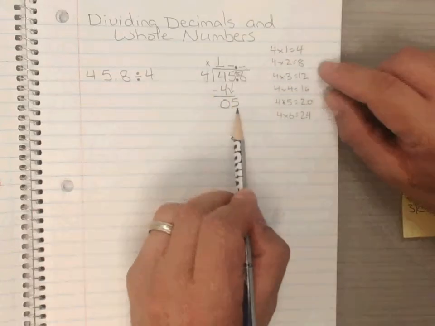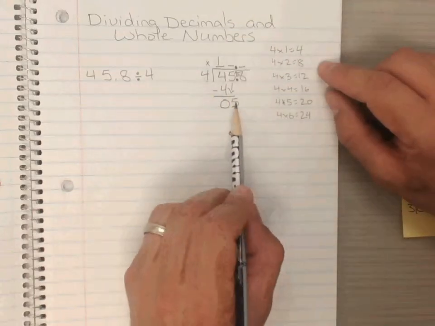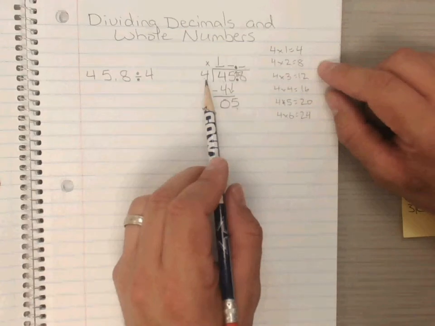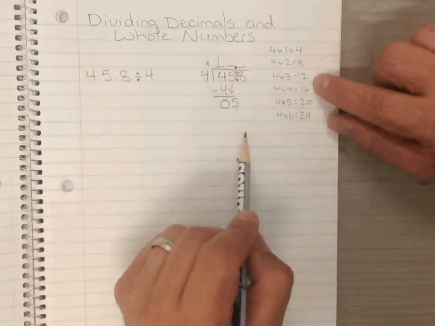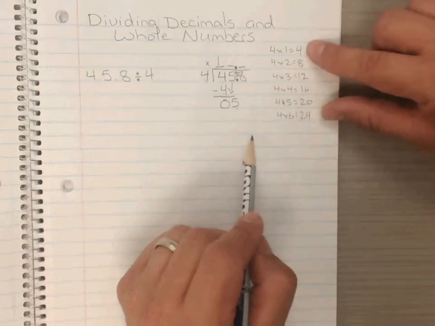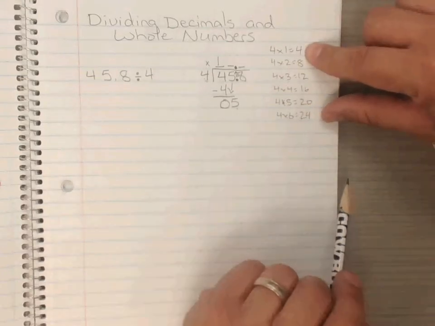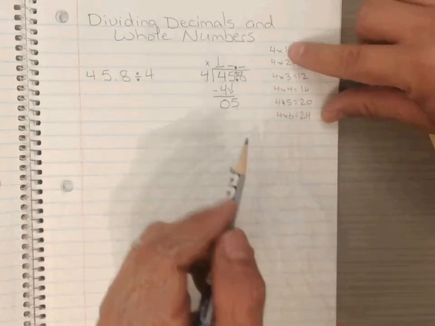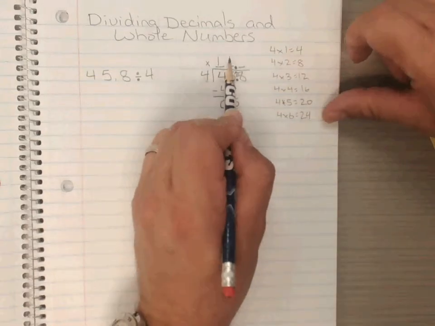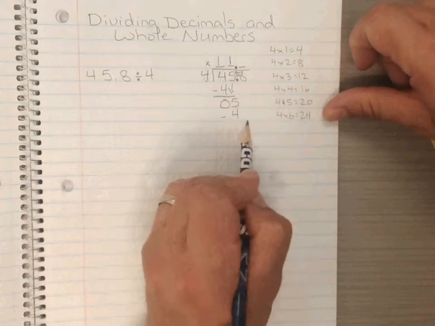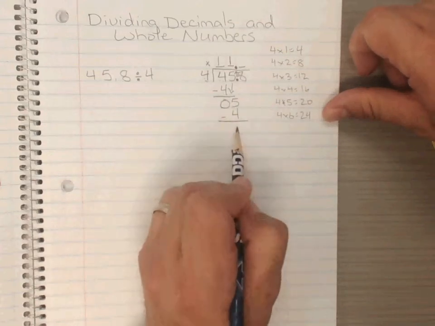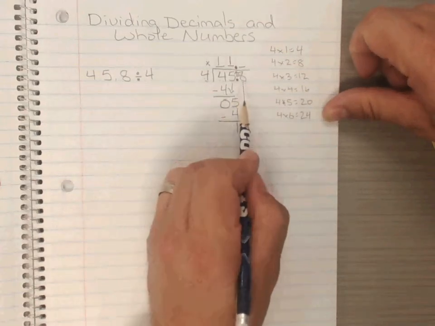Okay, now that's my new number to divide. 5 can be divided by 4. Okay, how many times? We look at our list. What is smaller than 4 or equal to 4, without going over? And again, it's going to be 4. And what gives us that? 1 times 4 is 4. We subtract, and we bring down our 8.